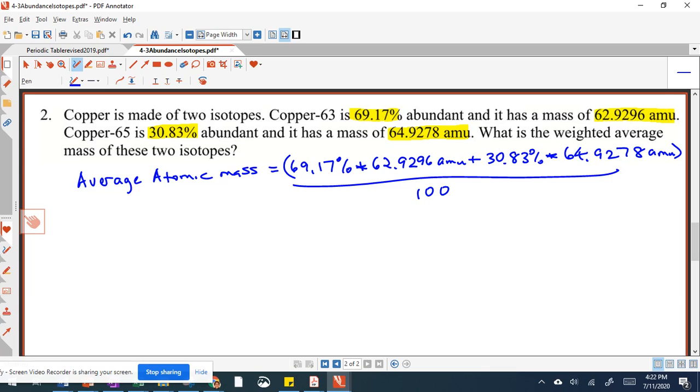Your answer should be 63, and I'm going to round it to 2 places past the decimal. It'll be 63.55 AMUs. And if I look up above, this is about 0.6 away from the first isotope. It's about 1.5 away from the second one. The first one is most abundant, so that answer makes sense.